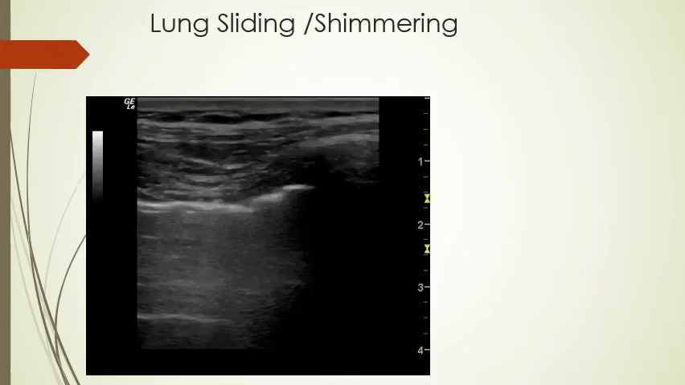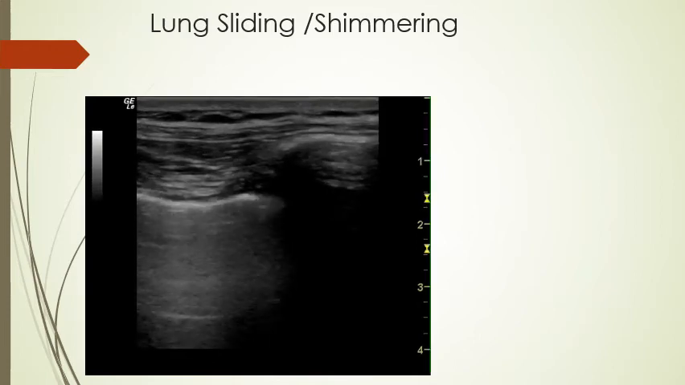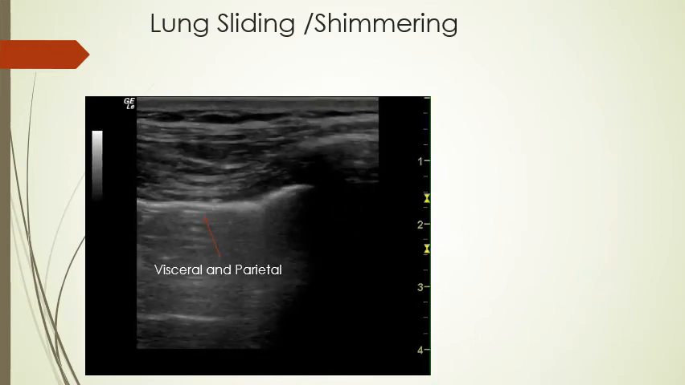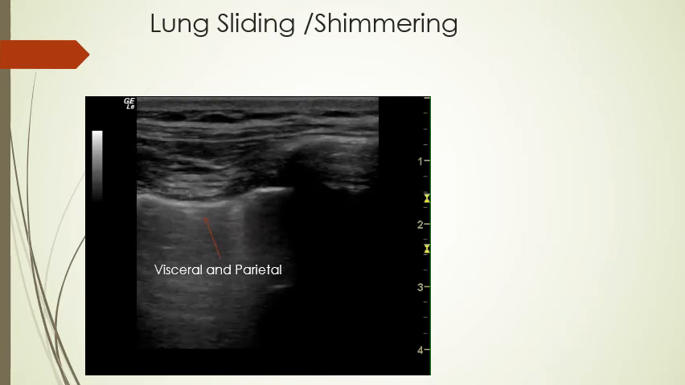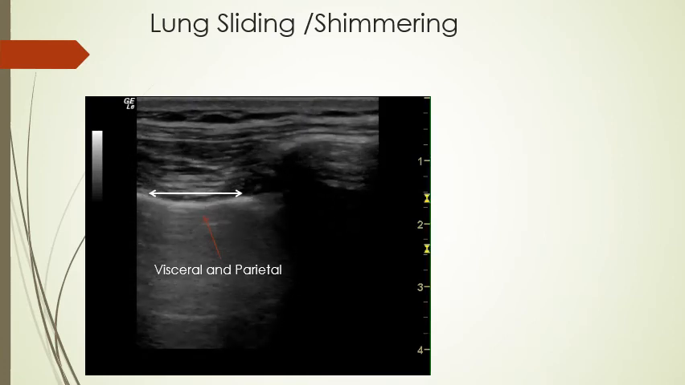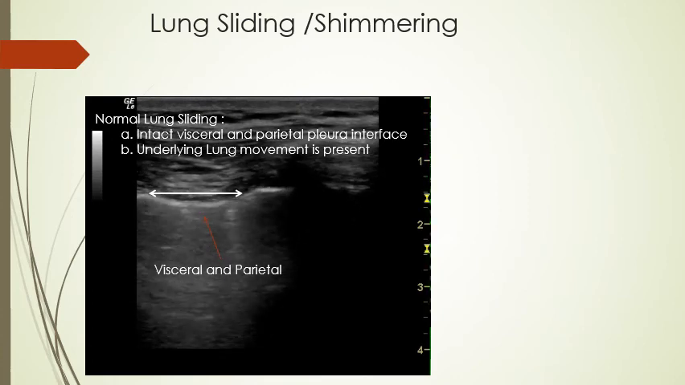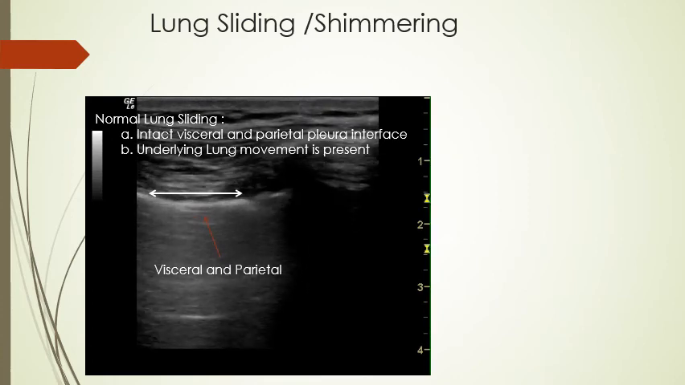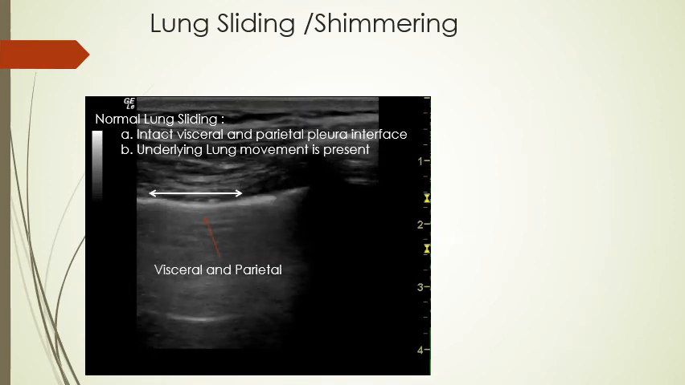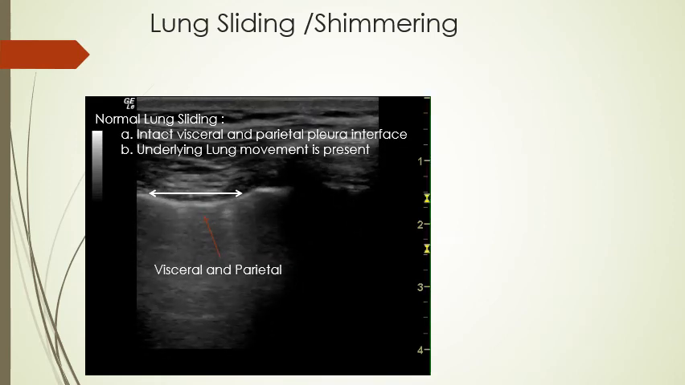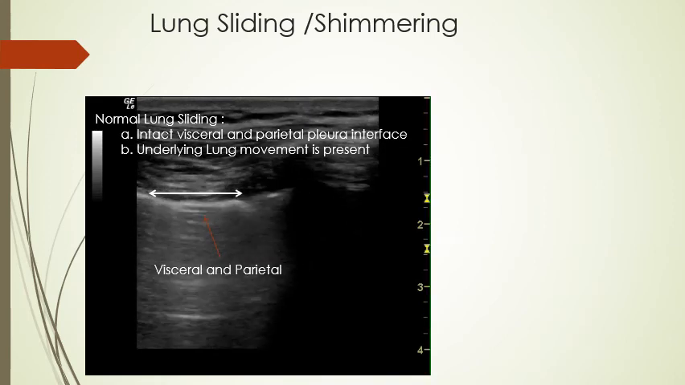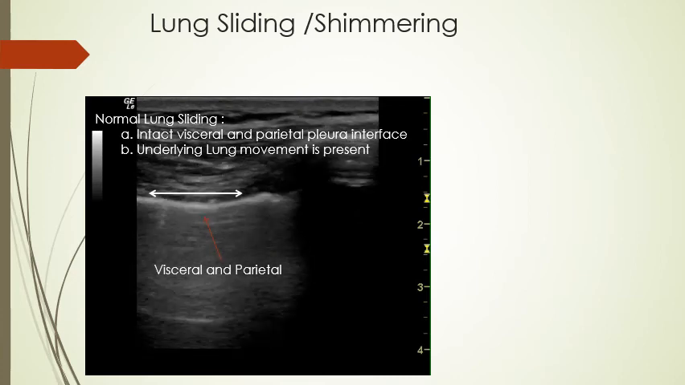Beginning with lung sliding and/or shimmering, using a high-frequency probe, we see here the clear back and forth movement of the visceral and parietal pleural layers that are overlapping one another. For this lung sliding to be present, there are 2 requirements that must be fulfilled. 1, we must have an intact visceral and parietal pleural interface, and 2, the underlying lung must be able to move. In other words, be ventilated and aerated.